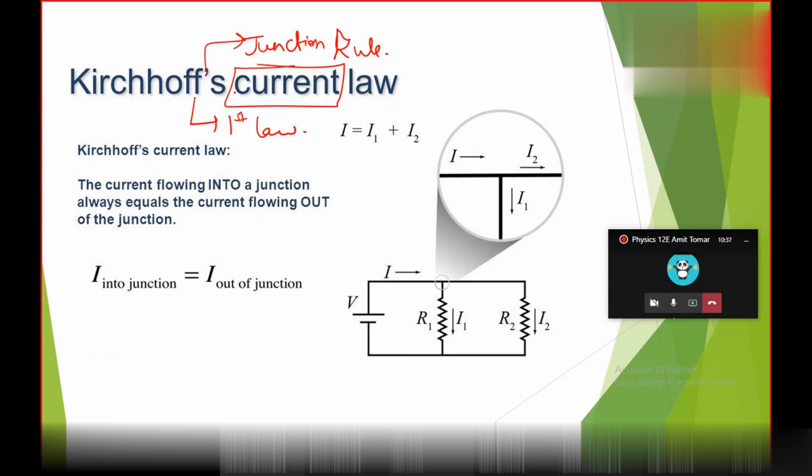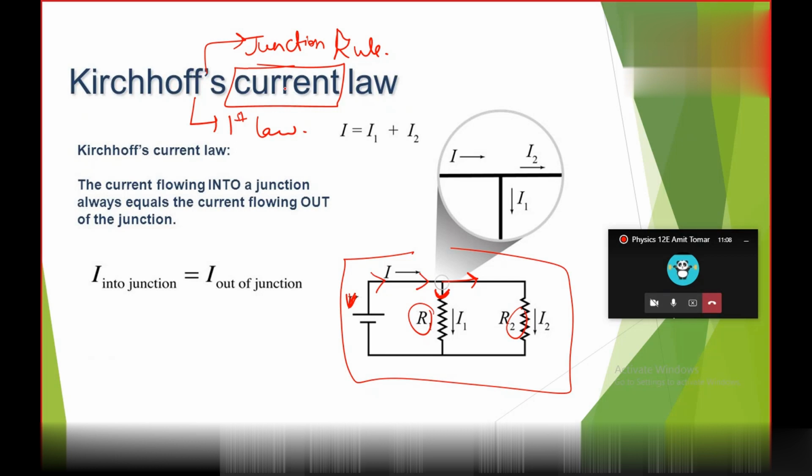What does it state? Suppose you have a circuit like this in which we have connected a battery of EMF, let's say potential V, and there is a resistance R1 and R2. Suppose we are getting a current I from the battery, and now this current has two paths to travel. It may go into this wire, or it may go into this wire. So now here the Kirchhoff current law would be applicable.